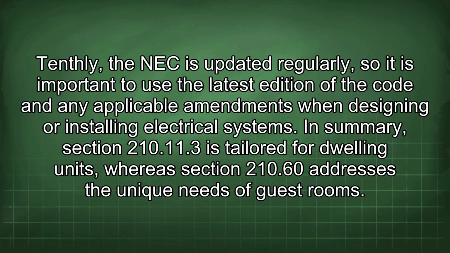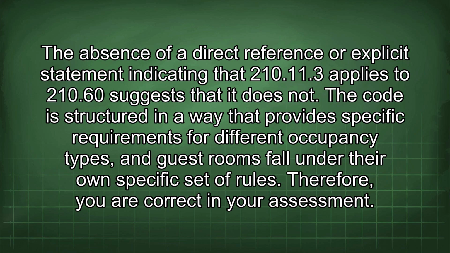In summary, Section 210.11(3) is tailored for dwelling units, whereas Section 210.60 addresses the unique needs of guest rooms. The absence of a direct reference or explicit statement indicating that 210.11(3) applies to 210.60 suggests that it does not. The code is structured in a way that provides specific requirements for different occupancy types, and guest rooms fall under their own specific set of rules. Therefore, you are correct in your assessment.